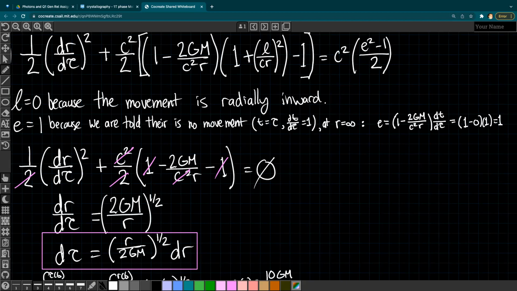A person starts at rest at r equals infinity and falls radially towards a black hole of mass capital M. And we want to know how much time it takes on the observer's watch as they move from point r equals 10 GM over c squared to r equals 3 GM over c squared. Then we want to know how much time elapses on the watch of the observer's mother, who is waiting at r equals infinity and just watching it happen.